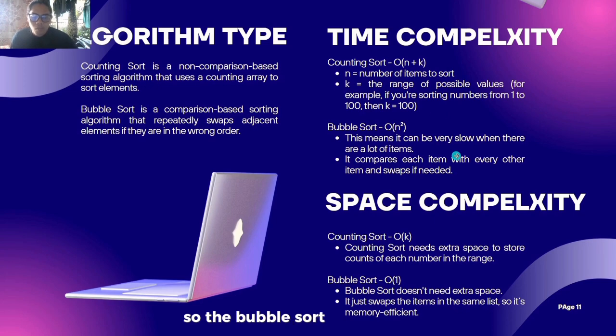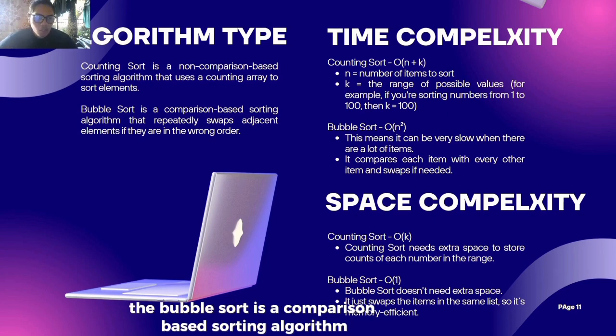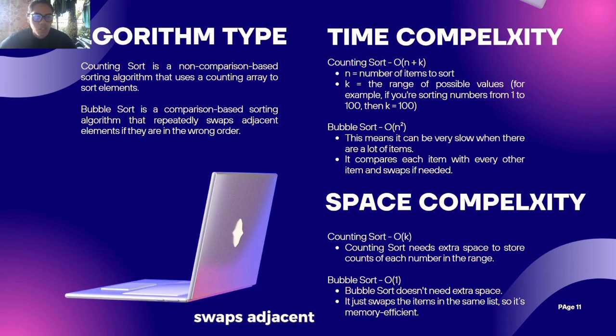So the bubble sort. The bubble sort is a comparison-based sorting algorithm that repeatedly swaps adjacent elements if they are in the wrong order. So it looks at two numbers next to each other and swaps them if they are in the wrong order. It keeps doing that again and again until everything is sorted.